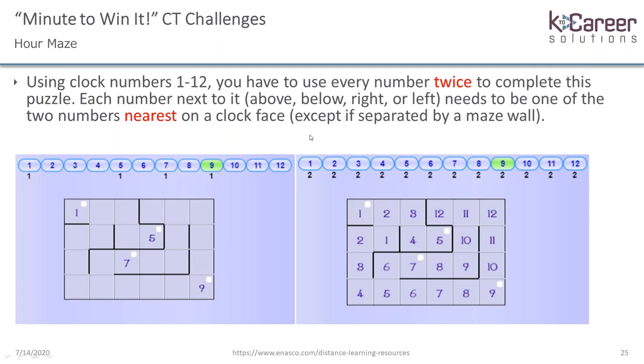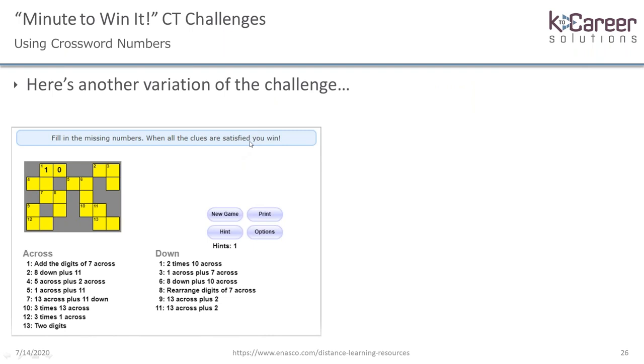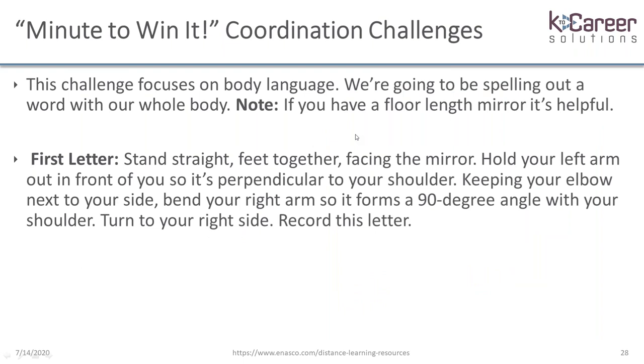Here's another Minute to Win It challenge that you can do. Here I gave you a hint, using crossword numbers. One across is add the digits of seven across. So you know that if you add the digits of seven across, it should equal 10. And we'd be able to go through this process step by step. Once I gave you this hint, you can use this challenge if you want, and I did provide the answer as well. I won't show you exactly right now, so if you later want to go back and try it, you can.